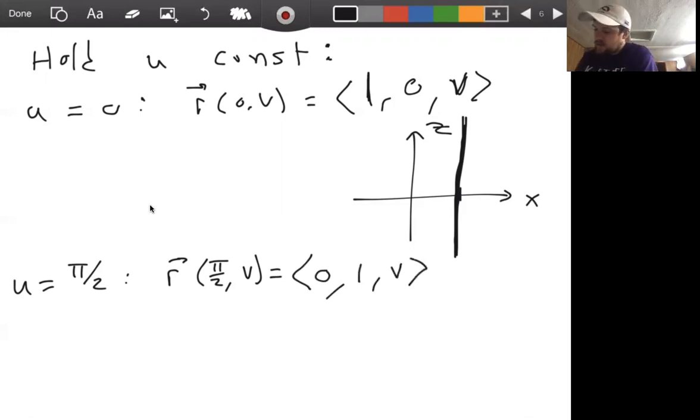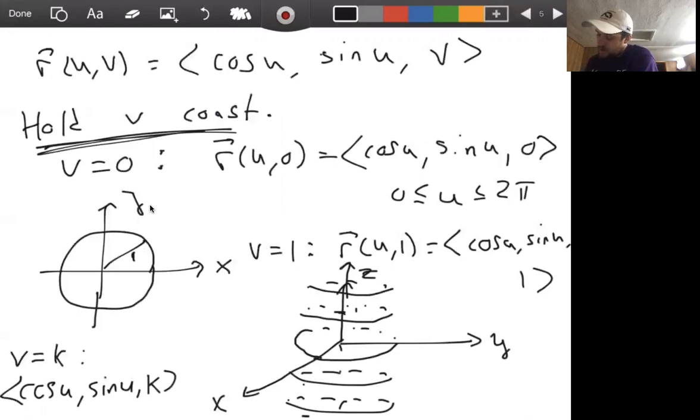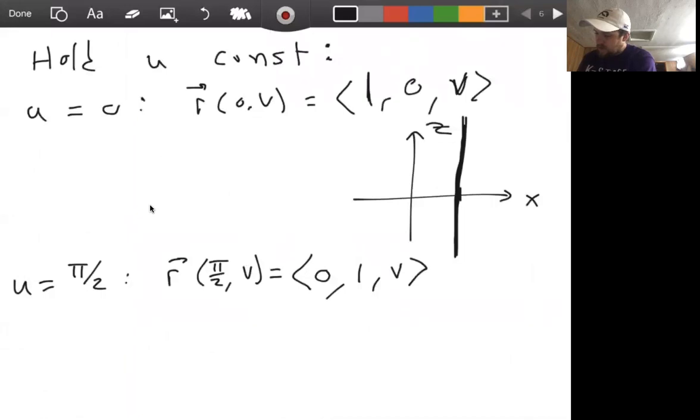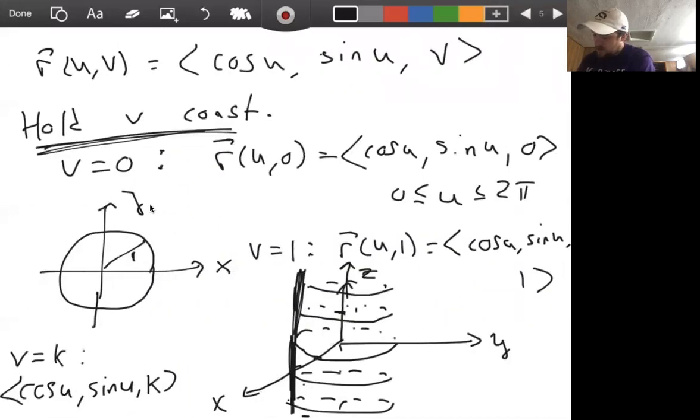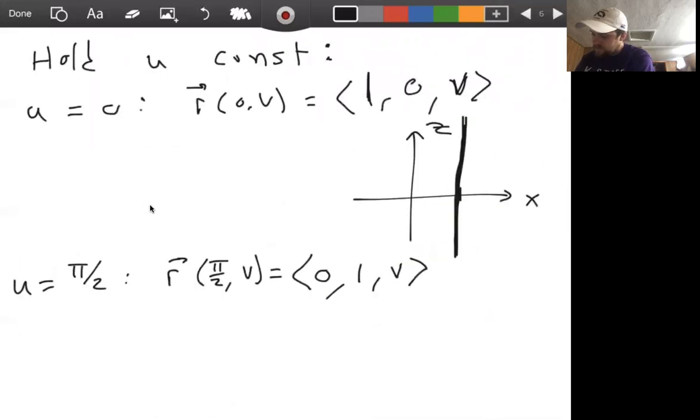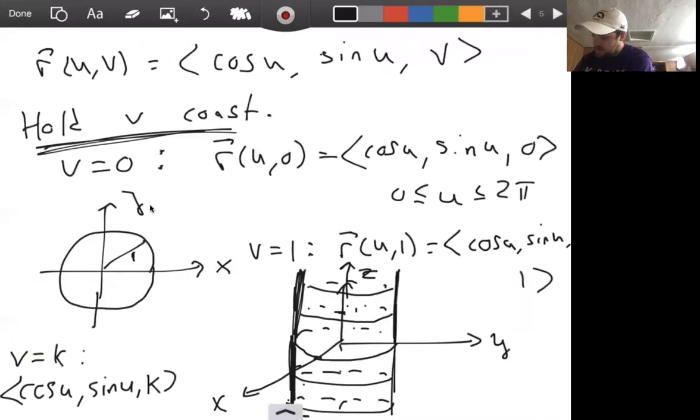And so let's translate these now to this picture that we were drawing. In the xz plane, when x is 1, y is 0, z can vary. It can go up and down forever and ever, right? When we looked at u equals pi over 2, that's in the yz plane, right? And you're at 1 in y, and then z can vary again. And so we get this line here.